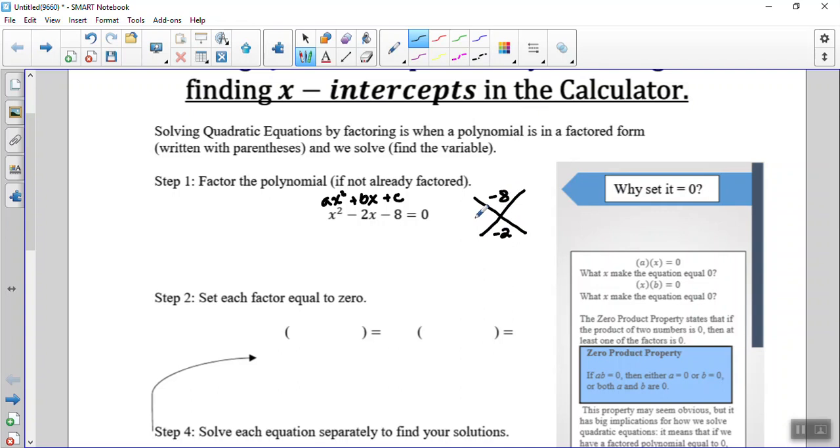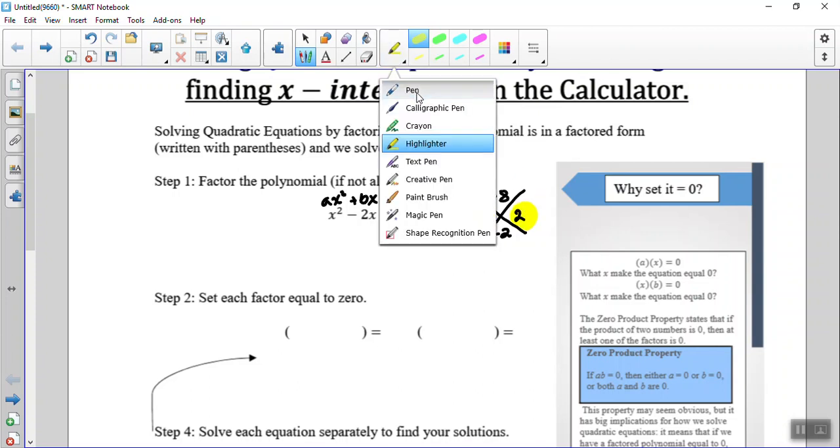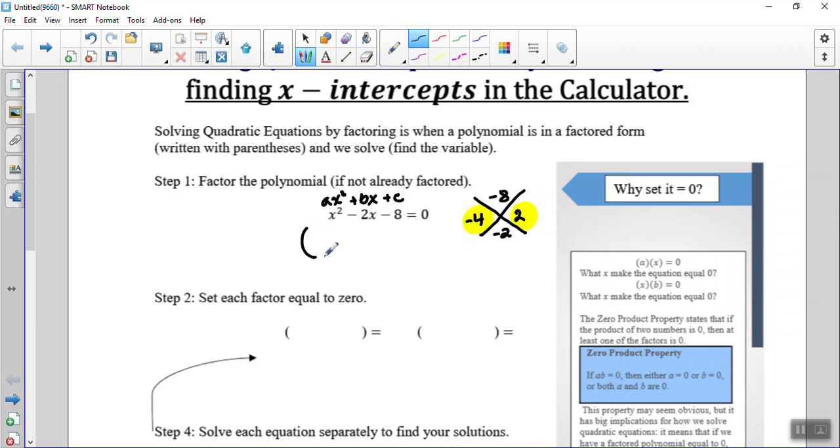That would be 4 times 2. Negative 4 times positive 2 gives you negative 8. Negative 4 plus 2 gives you negative 2. So these are my numbers. Alright, so now I can factor this. We're going to say x minus 4 and then x plus 2.